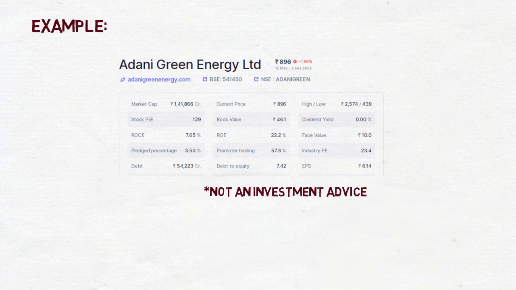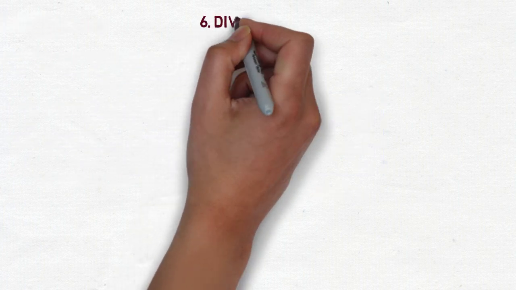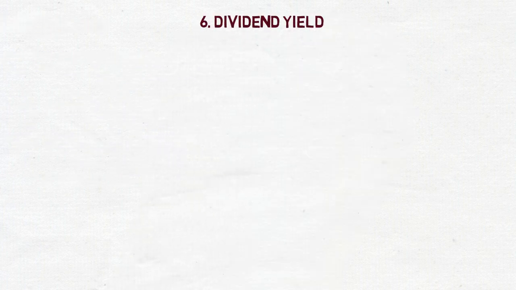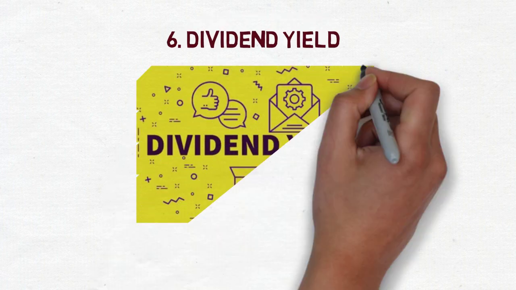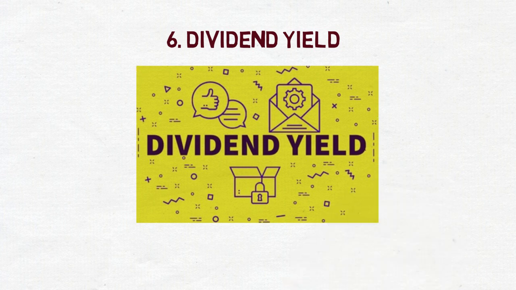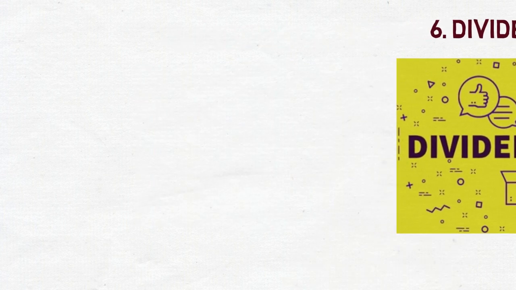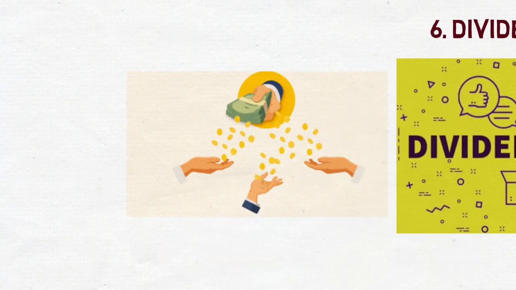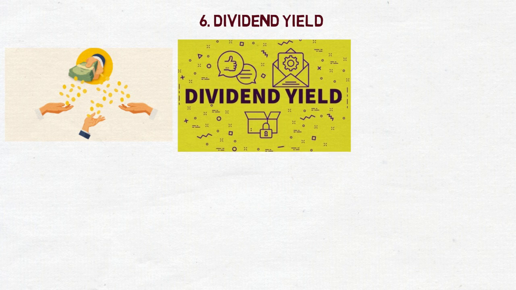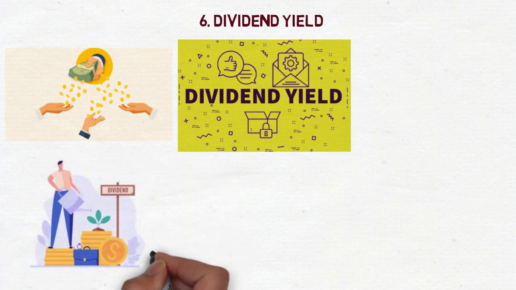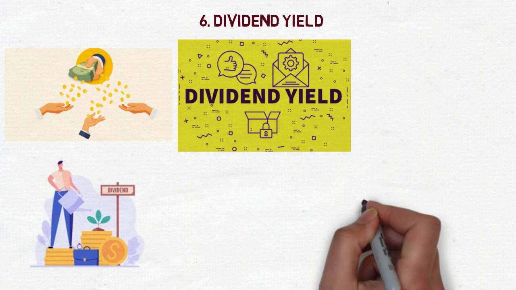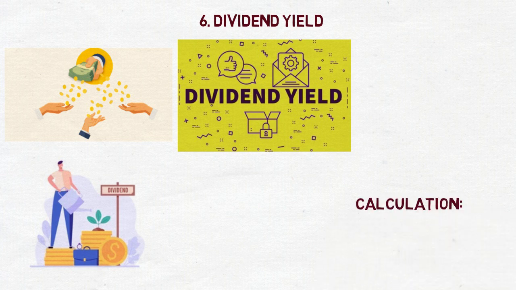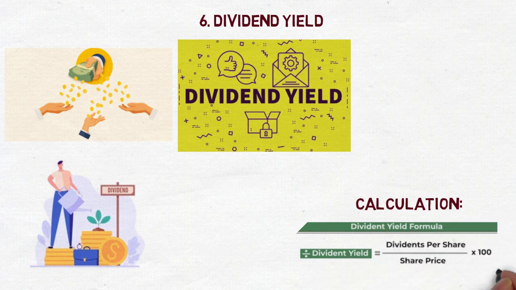Ratio number 6 and the last one for today is dividend yield. Dividend yield is an important financial ratio that measures a company's annual dividend payouts relative to its stock price. Expressed as a percentage, it indicates the value of dividend payouts the shareholders receive for each rupee of the company's stock that they own. For investors who prioritize dividend payouts over capital gains, dividend yield is a way of measuring return on investment. The dividend yield is calculated by dividing dividend per share by share price, then multiplying by 100.